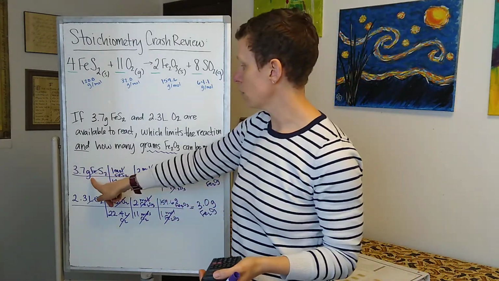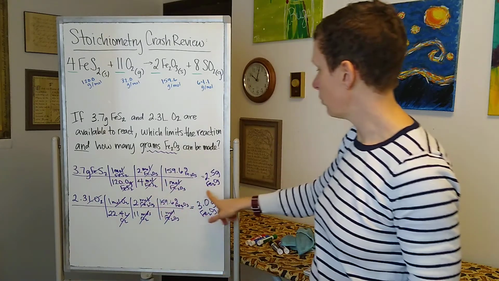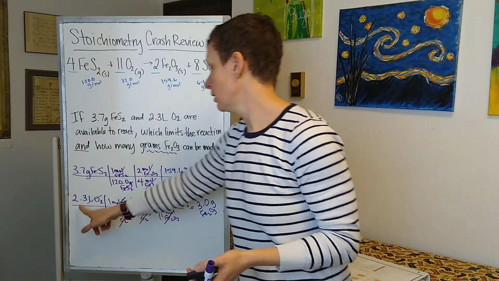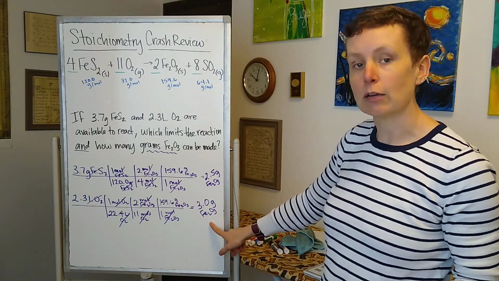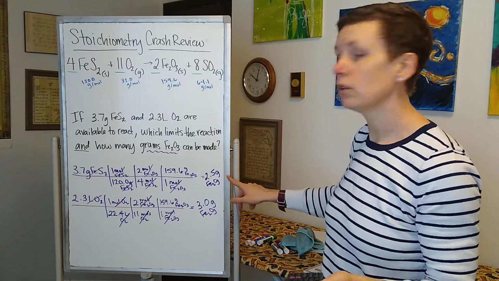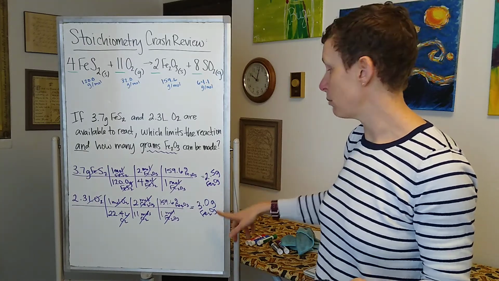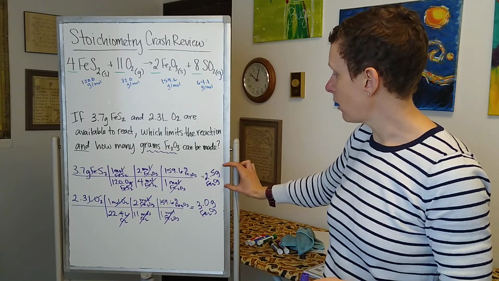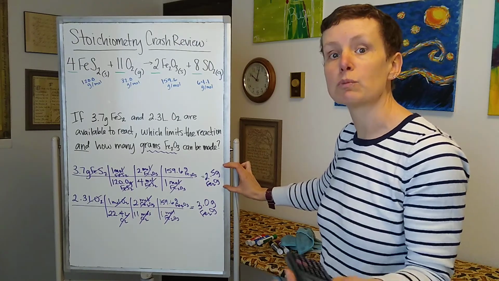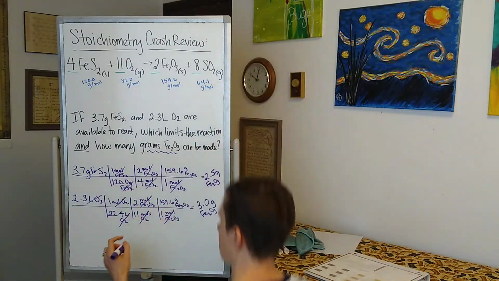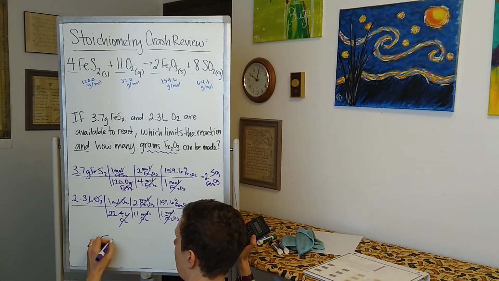I have enough iron sulfide to make 2.5 grams of iron oxide. I have enough oxygen to make 3.0 grams of iron oxide, okay? So it's like I have enough bananas to make 2 loaves, but I have enough flour to make 8 loaves. Which one's limiting, okay? The one that gives you a smaller answer is obviously limiting how much product can be made. So FeS2 is limiting, and that's how we would answer this.